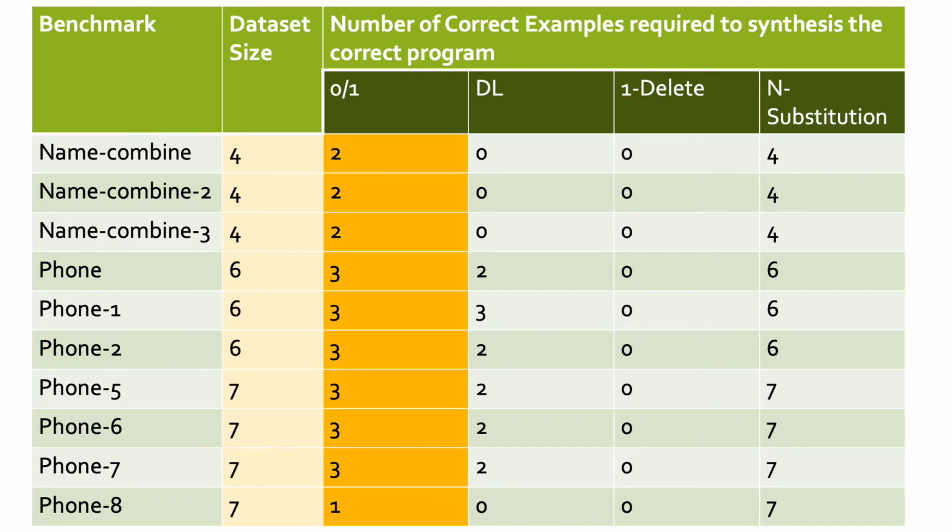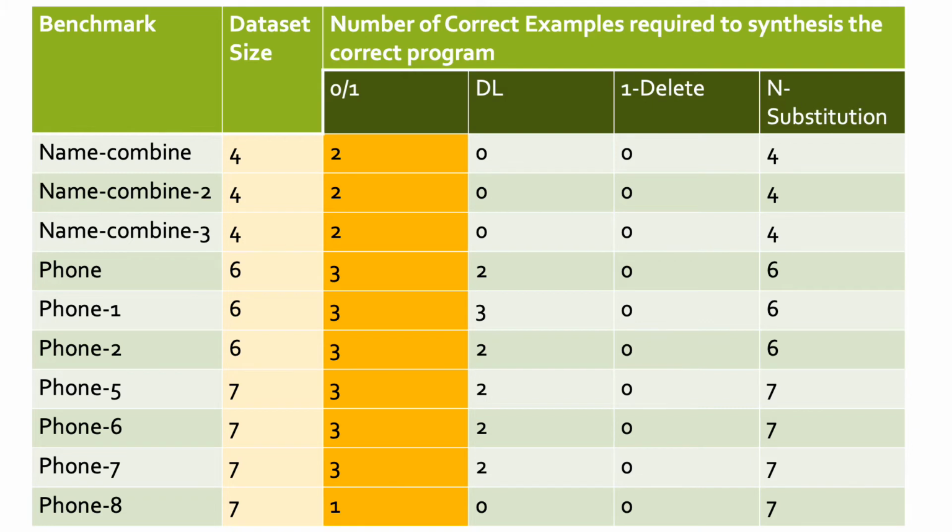Now, let's have a look at the results for the 0-1 loss function. The 0-1 loss function counts the number of input-output examples the program is correct on. For this loss function, any kind of corruption is the same. Note that it needs between 1 to 3 correct input-output examples to synthesize the correct program.